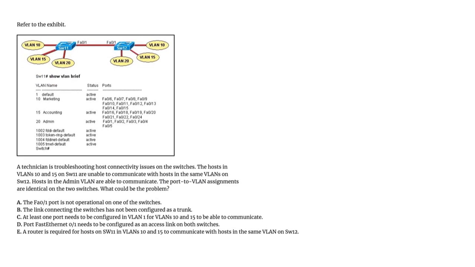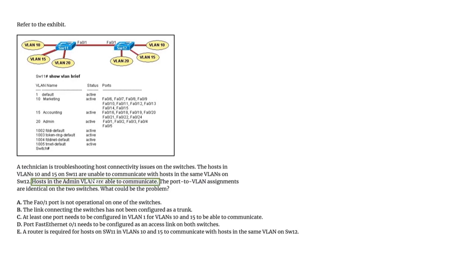This is a troubleshooting problem where we have to read a scenario and then find the correct answer out of 5. So it starts with a technician is troubleshooting host connectivity issues on the switches. The hosts in VLANs 10 and 15 on switch 11 are unable to communicate with hosts on the same VLANs on switch 12. Hosts in the admin VLAN are able to communicate. The port to VLAN assignments are identical on the two switches. What could be the problem?